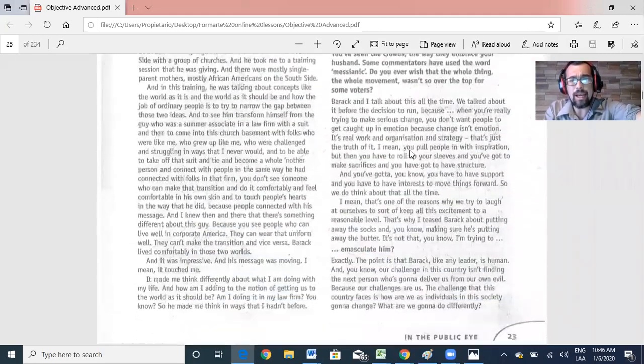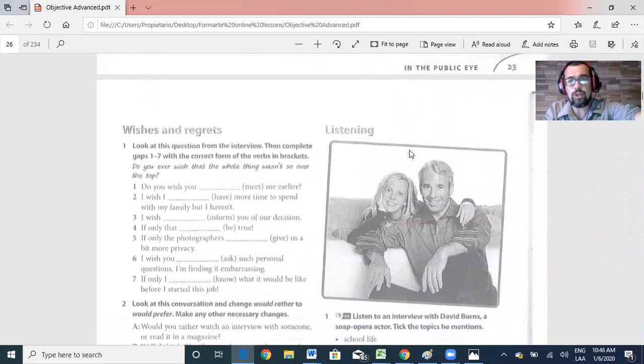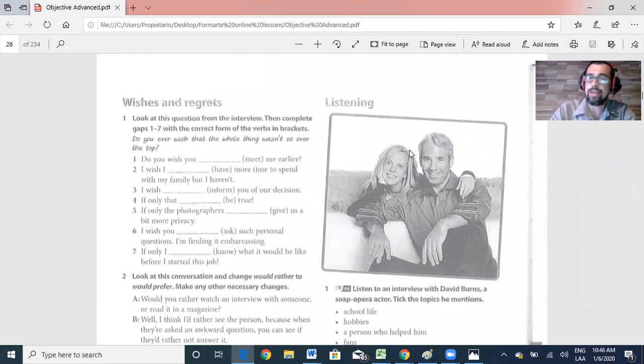Okay, but let's go very quick to our grammar part. Remember that there's always going to be a grammar part that we're going to be seeing in these units. And so please take out your notebook, take out your pencil, because this part is one of the most important parts.